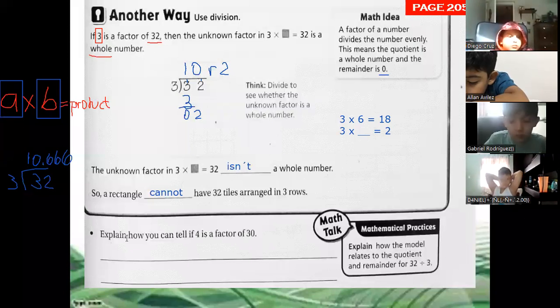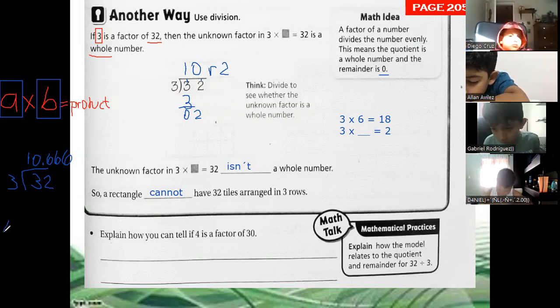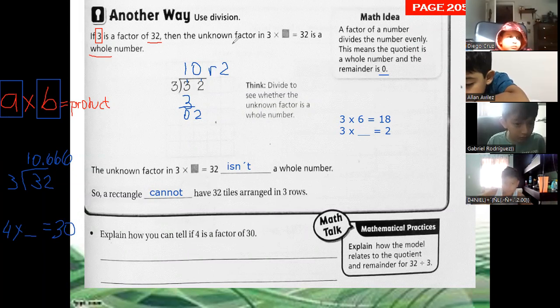Now, the last one, explain how you can tell if 4 is a factor of 30. So factor 4, it means that we need a multiplication. 4 times something equals 30. Is 4 a factor of 30? Tell me a number that multiplied by 4 equals 30.